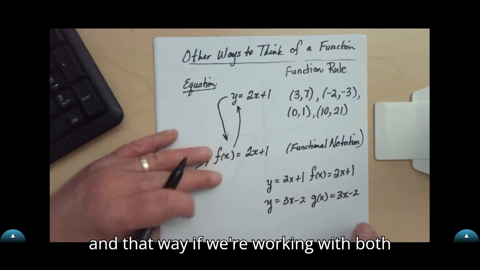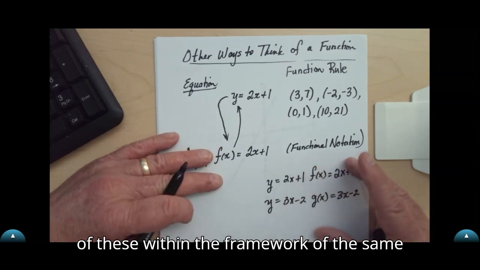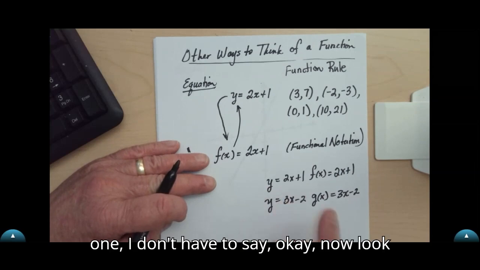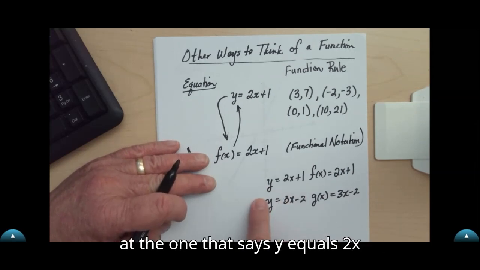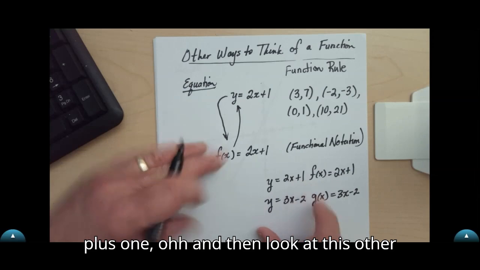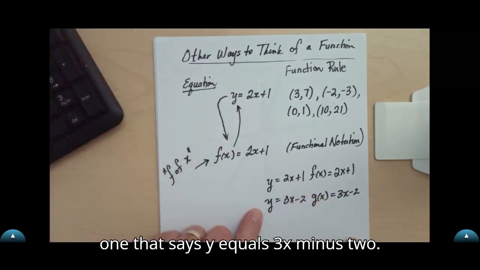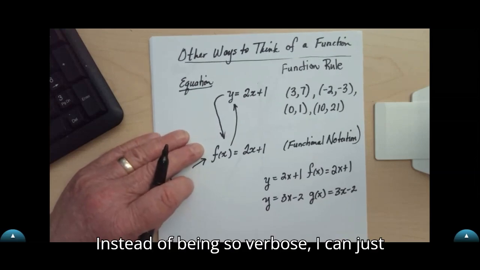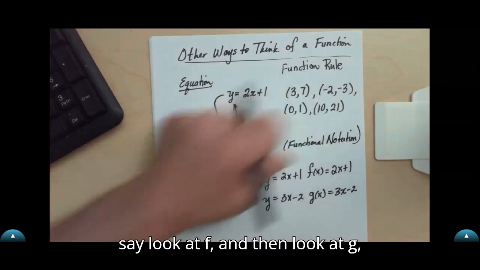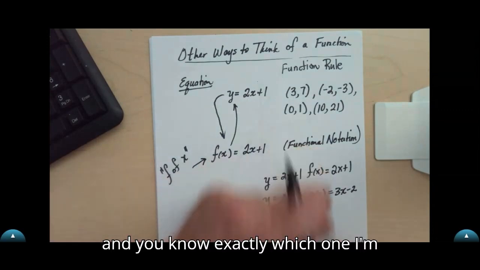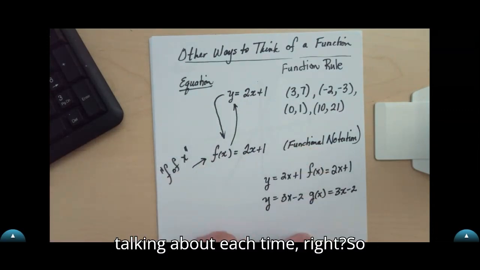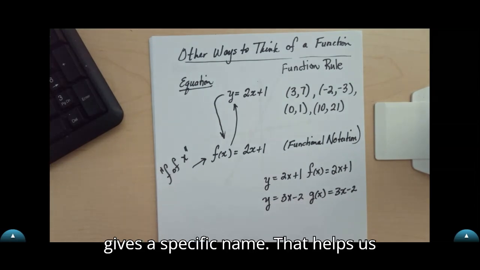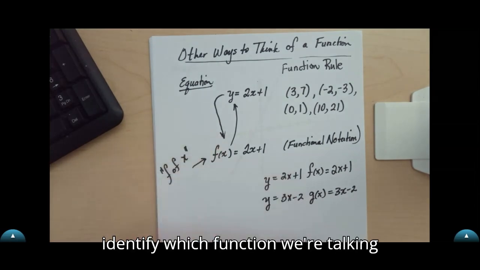And that way, if we're working with both of these within the framework of the same problem, if I want you to look at this one, I don't have to say, okay, now look at the one that says y equals 2x plus 1. Oh, and then look at this other one that says y equals 3x minus 2. Instead of being so verbose, I can just say, look at f, and then look at g. And you know exactly which one I'm talking about each time, right? So one reason we do it is just because it gives a specific name that helps us identify which function we're talking about.